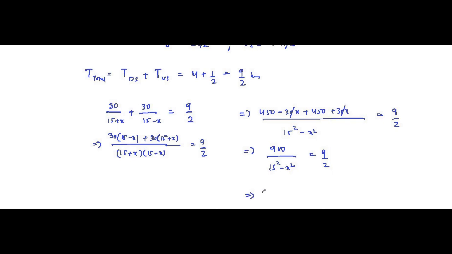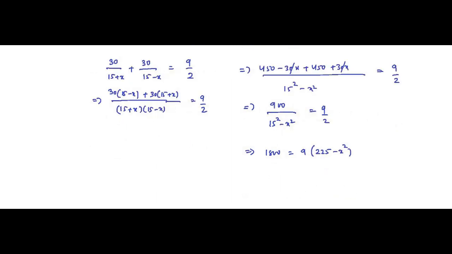That implies, cross multiplication, 1800 is equal to 9 into (225 minus x square). That implies 1800 is equal to 2025 minus 9x square. That implies 9x square is equal to 2025 minus 1800, which is equal to 225.